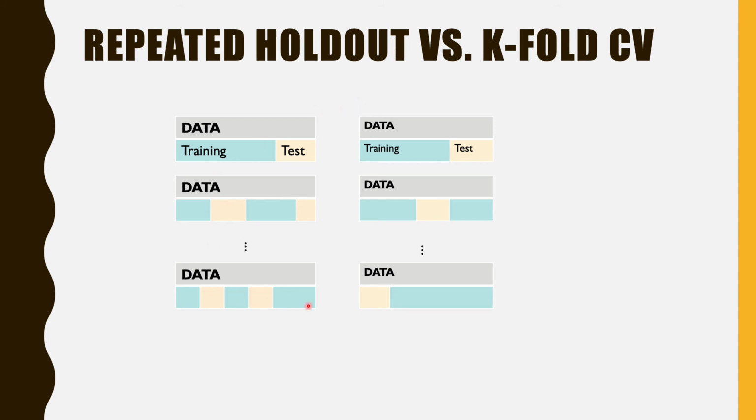And maybe you notice that in repeated holdout, one single data point can be chosen several times, but it is not possible in k-fold. And this is the most obvious difference between repeated holdout and k-fold cross-validation.